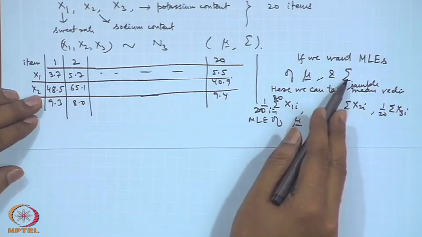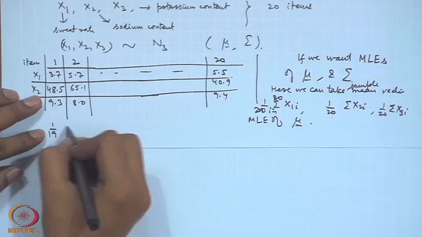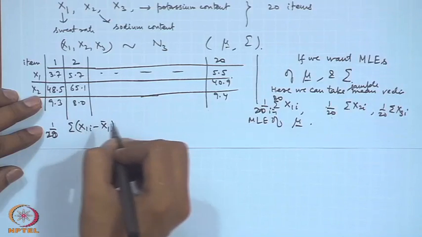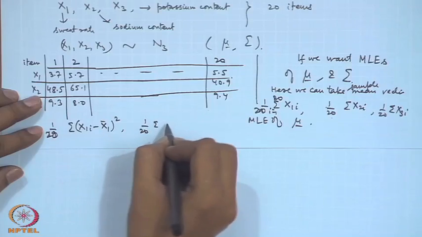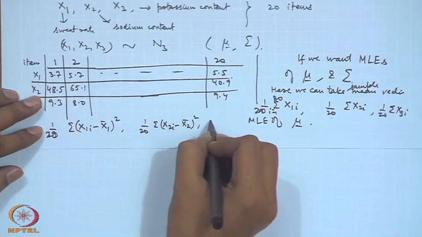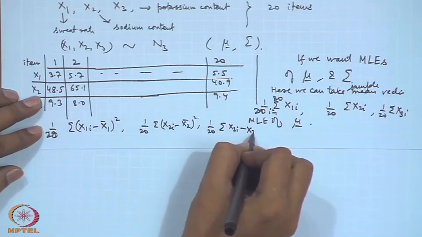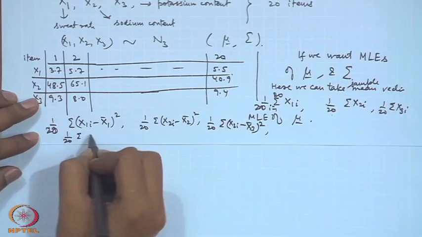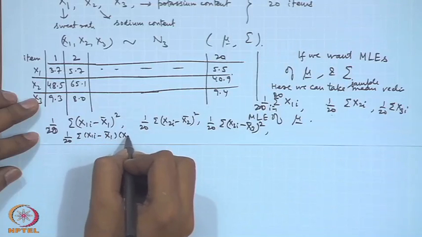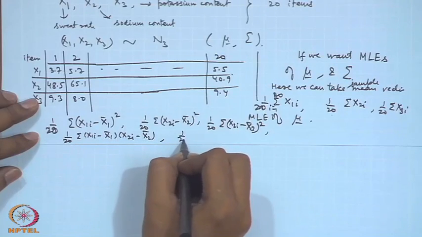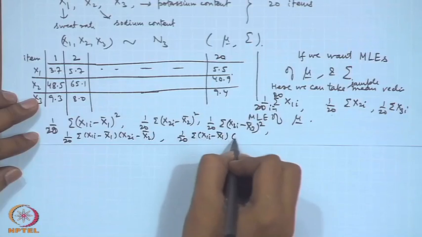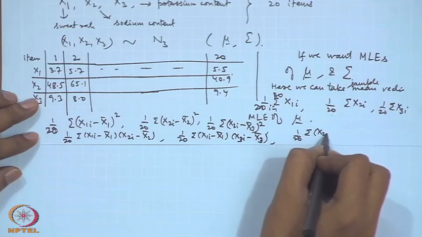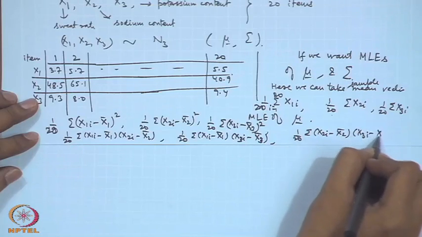For calculation of the MLE of sigma, I need to consider 1 by 20 sigma (x1i minus x1 bar) square, 1 by 20 sigma (x2i minus x2 bar) square, 1 by 20 sigma (x3i minus x3 bar) square. We also need to calculate the cross product terms like 1 by 20 sigma (x1i minus x1 bar) into (x2i minus x2 bar), 1 by 20 sigma (x1i minus x1 bar) into (x3i minus x3 bar), 1 by 20 sigma (x2i minus x2 bar) into (x3i minus x3 bar).